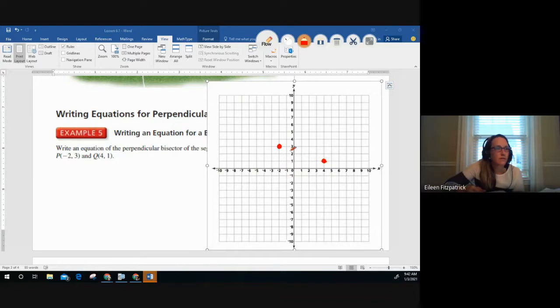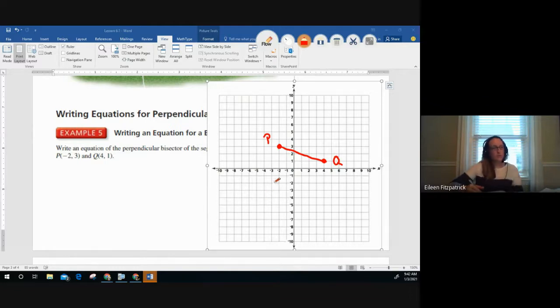All right, so here we have a segment. And our goal is to write an equation of the perpendicular bisector. So we want to come up with the equation of the line that is perpendicular and bisects this segment. Okay, and this is P and this is Q, PQ. All right, so what do we need to know?